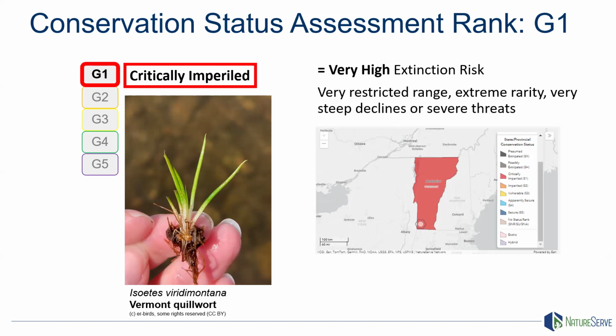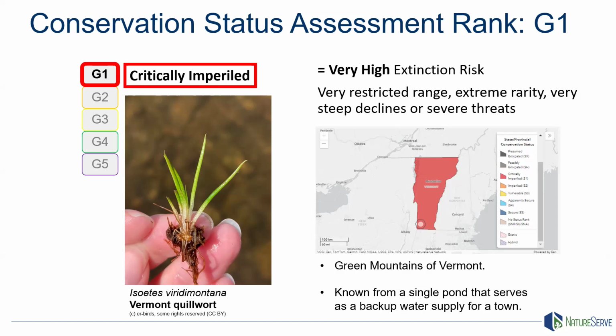The Vermont killwort is currently ranked G1. It is extremely rare, with only one known occurrence in the Green Mountains of Vermont. The single pond where it occurs is a backup water source for a nearby town.